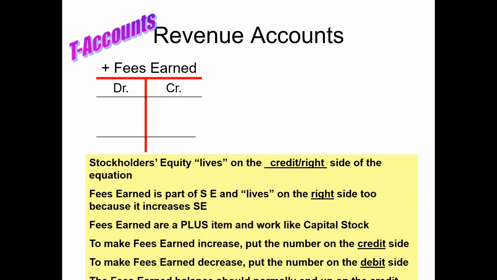So what we were talking about, stockholders' equity lives on the credit or right side of the equation. Fees earned is part of the stockholders' equity, but it lives on the right side as well because revenue increases stockholders' equity. So anytime the business receives revenue, that increases the stockholders' equity. Fees earned is a plus item and works just like capital stock. To make fees earned increase, we're going to put the number on the credit side. To make fees earned decrease, we're going to put the number on the debit side.